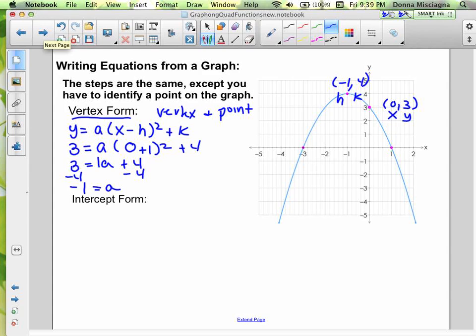Now, does that value make sense? Well, a parabola is concave down. So a has got to be negative, right? So we're expecting a negative value for a.